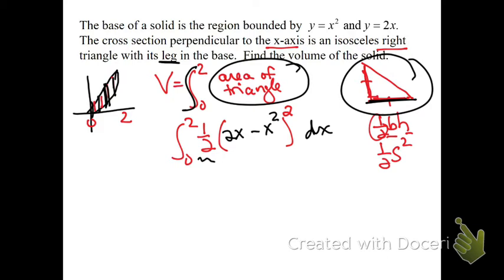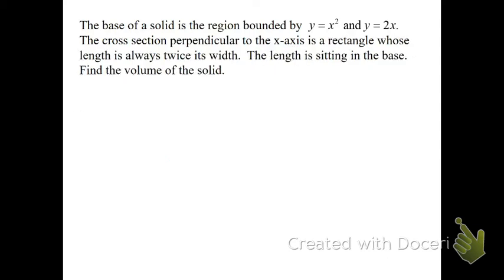Okay, the next one is going to have the same picture again. This time it's a rectangle sitting in the base, but the base is the same shaded region. So draw another one. Cross sections are perpendicular to x again, so we're going to be adding our slices going across from 0 to 2 again. That's not changed.